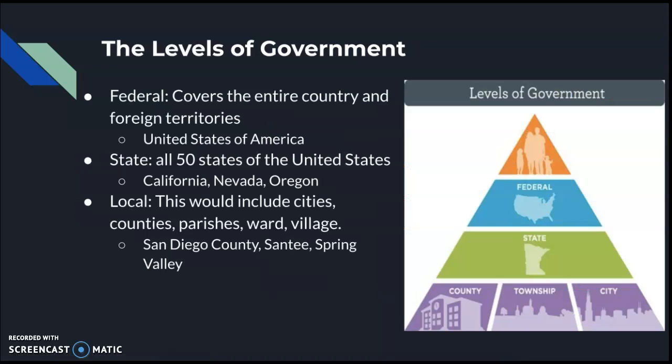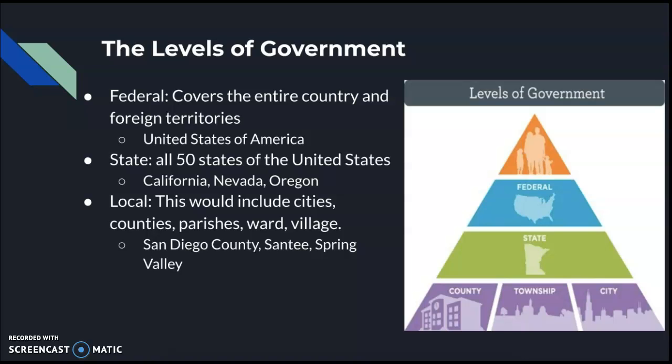And finally, the levels of government that we have: federal, state, local. The federal law covers the entire country and foreign territories. So for us here in the United States, the federal government covers all of the 50 states as well as some of the territories, which would include, for example, Puerto Rico and Guam. The state level includes every single state in the United States, like California, Nevada, Oregon.